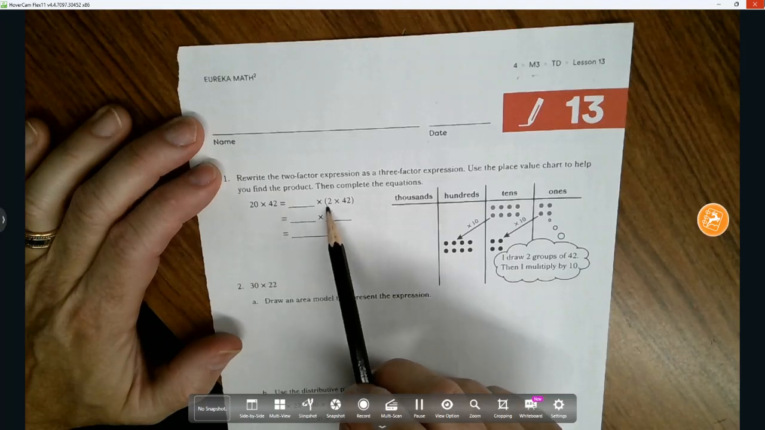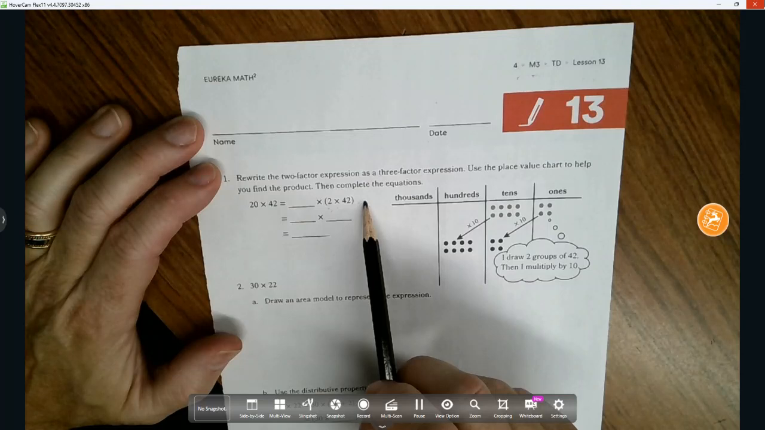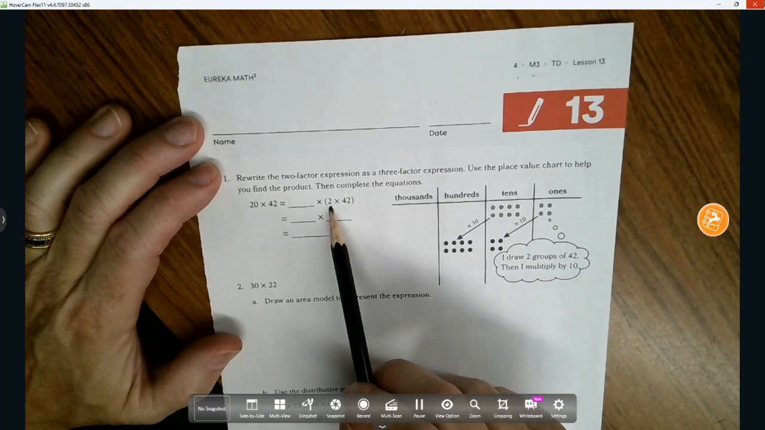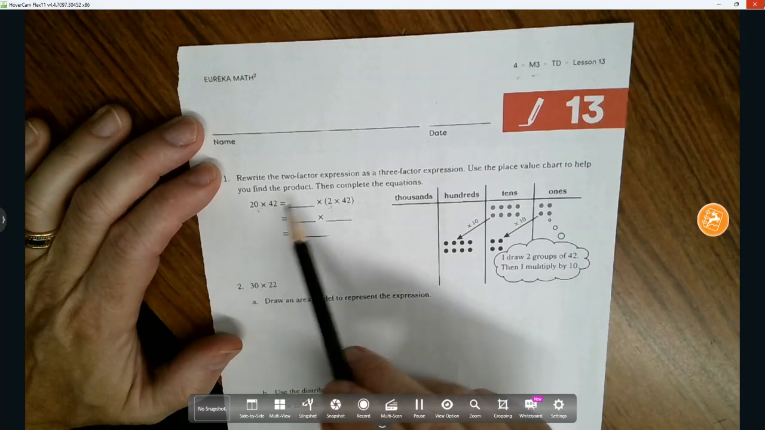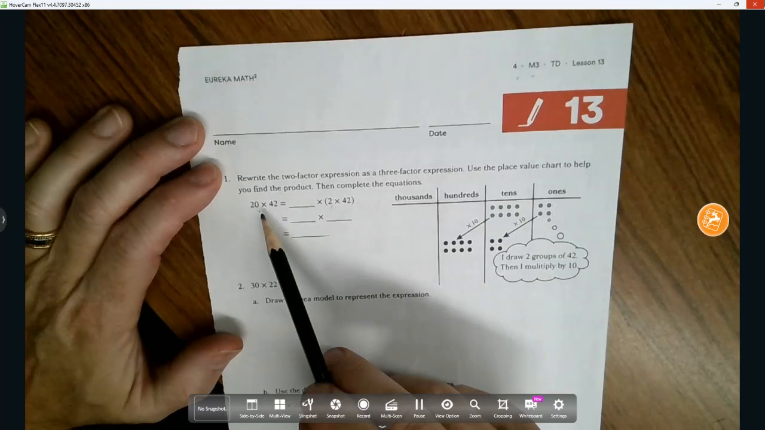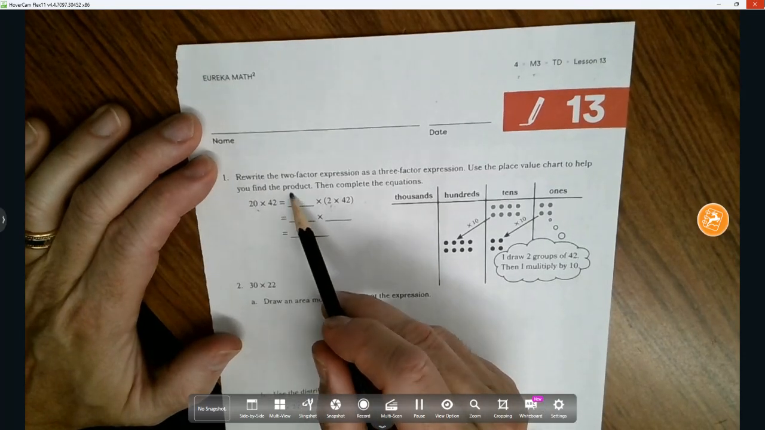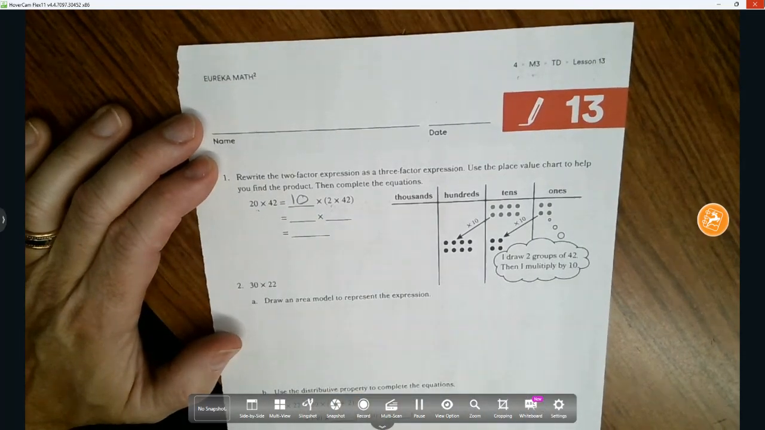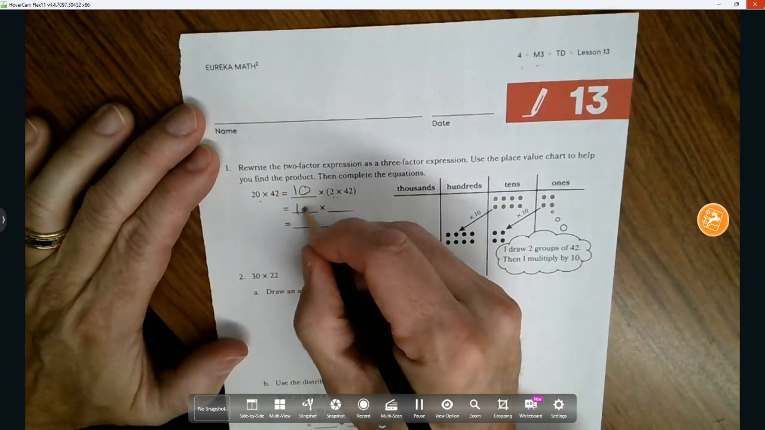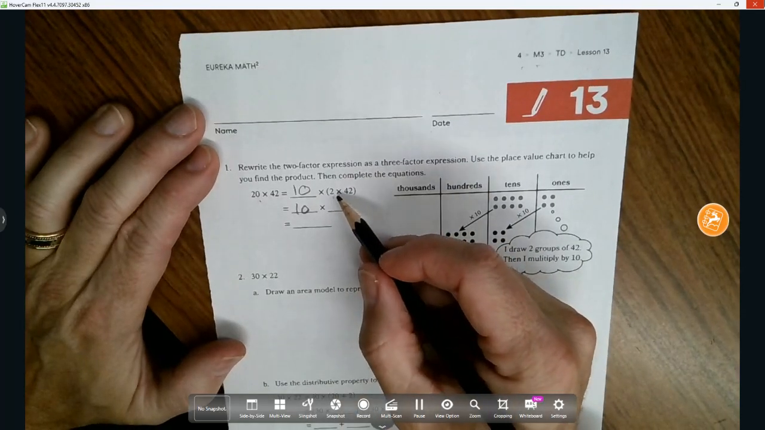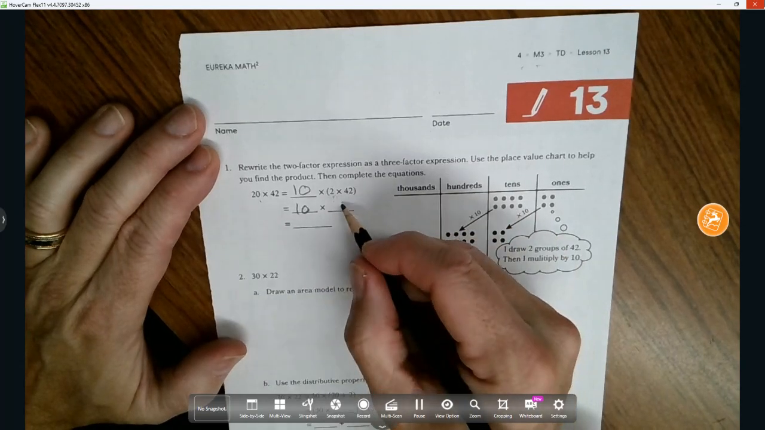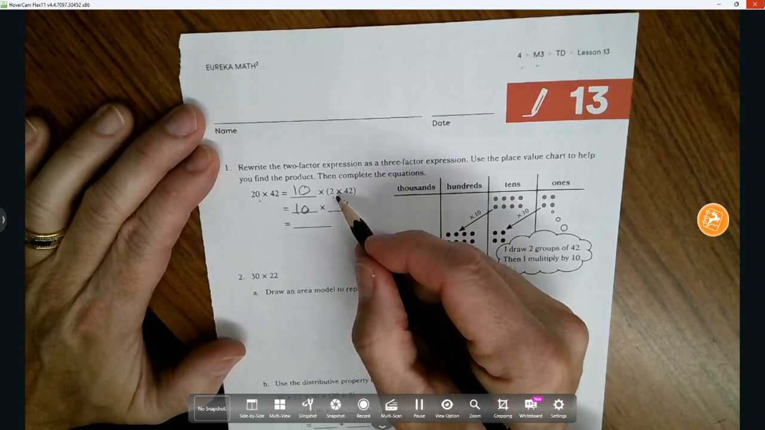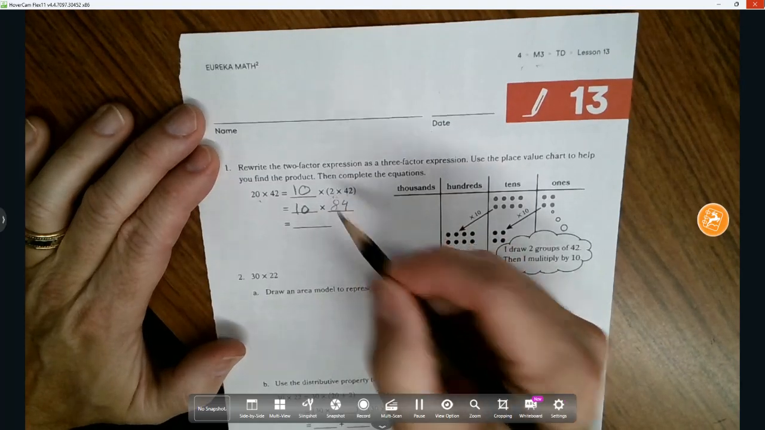We have 2 times 42. Where did that 2 come from? Oh, I know. This was 20. Now it's 2. So I can put my 10 right there. Just like you did in class today. So you can move that 10 down to here. So now you have 2 times 42. What is 2 times 42? 2 times 2 is 4. 2 times 4 is 8.